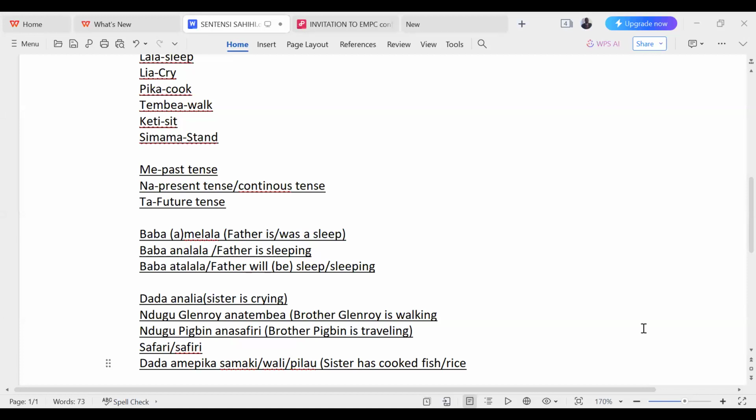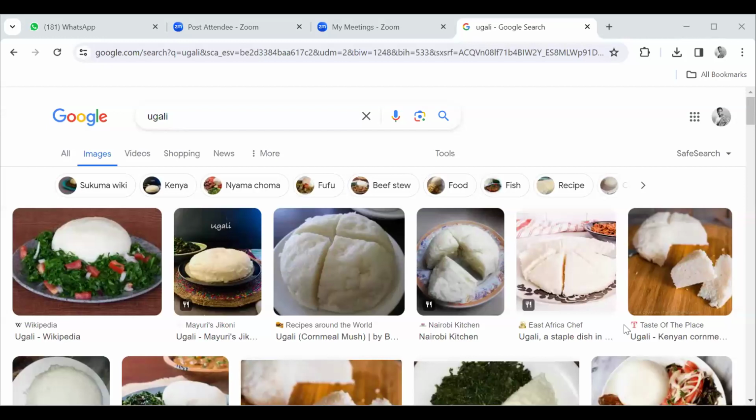Or Dada amepika ugali. Yes, ugali is our staple food over here. Like I take ugali every day probably. Sister Ida, do you know ugali? I was wondering, is it like some sort of flour mash? It's maize. Maize meal. Okay, maize. It's a staple food in Kenya most of the time. Let me show you what it is. All of Southern Africa, not just Kenya.